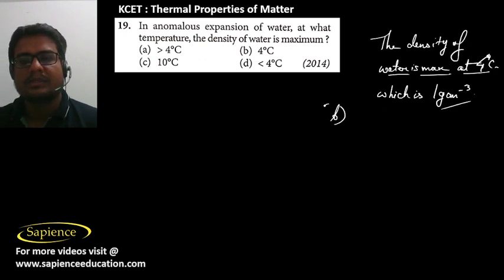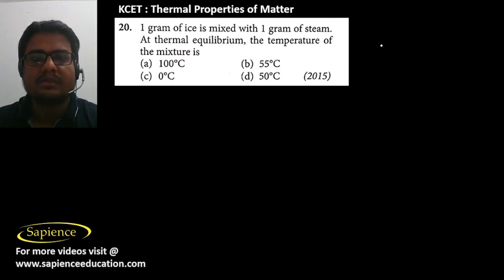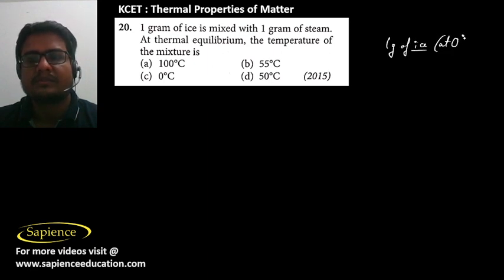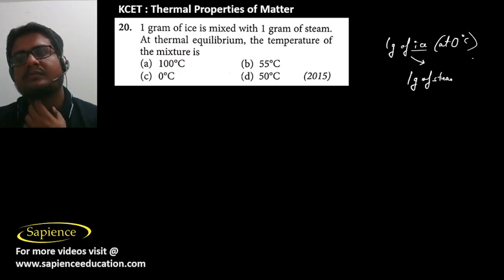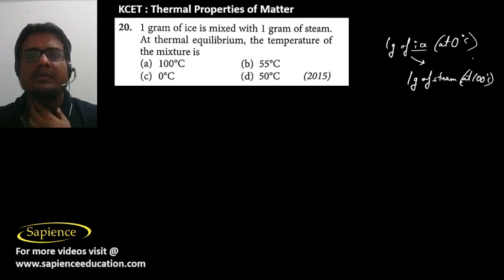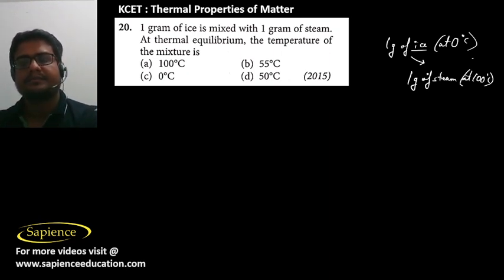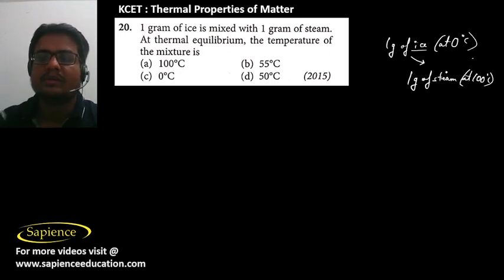So option B is the correct answer. Then 1 gram of ice is mixed with 1 gram of steam. So 1 gram of ice which is kept at 0 degrees Celsius is mixed with 1 gram of steam which is at 100 degrees Celsius. So then the temperature of the mixture is, so it means that both will convert to liquid water.